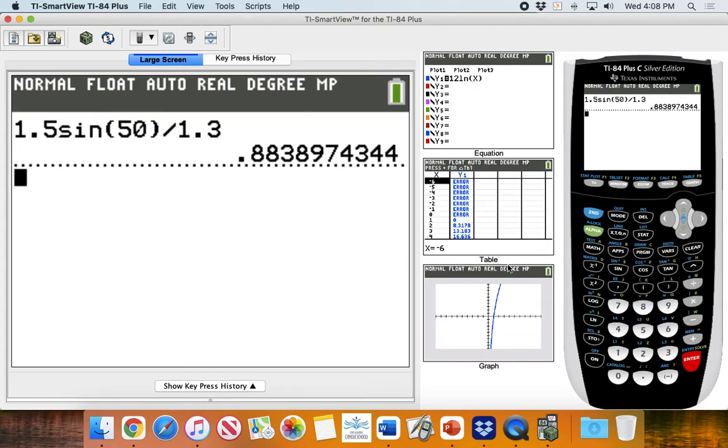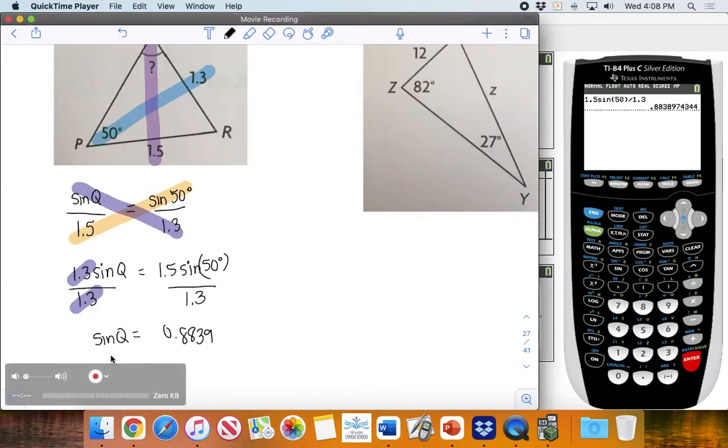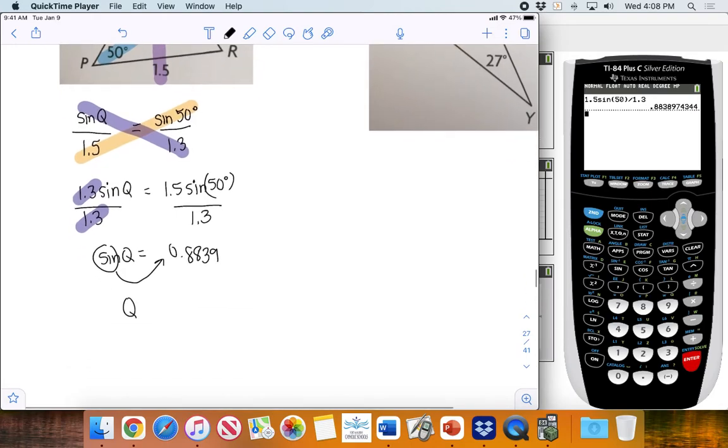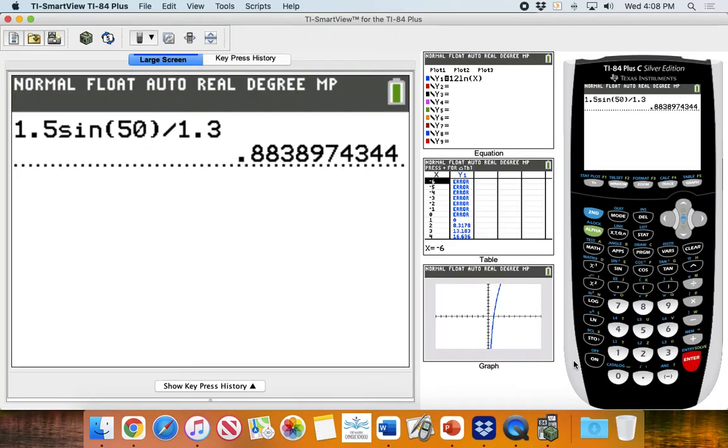Now, if you look at this question, remember we still need to find what Q is. Q needs to be by itself, which means that this sine has to go to the other side. And for Q to be alone, you have to do sine inverse of the number that you just found. So sine inverse of 0.8839. In my calculator, sine inverse is going to be second sine.